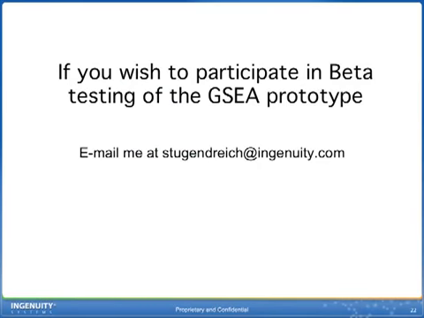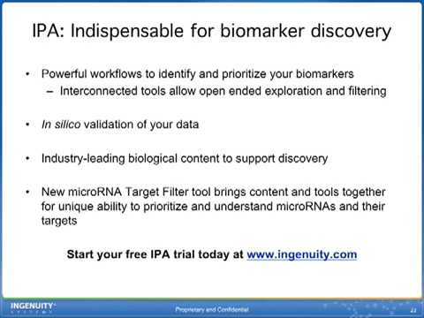In summary, IPA provides an industry-leading tool to identify and prioritize your biomarkers. The tools are integrated together and enable open-ended exploration as well as precise filtering for in silico validation of your data. IPA is powered by industry-leading biological content to support your biomarker workflows, and the new microRNA target filter tool brings content and tools together for an unparalleled ability to prioritize and understand microRNAs and their targets.